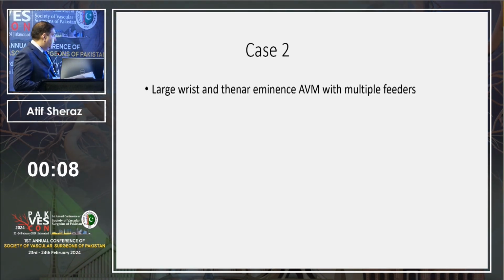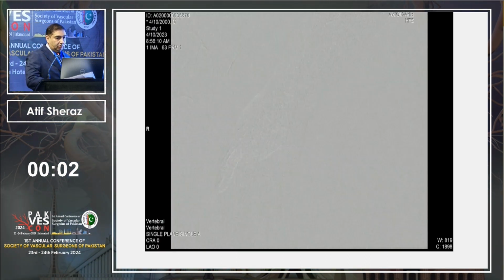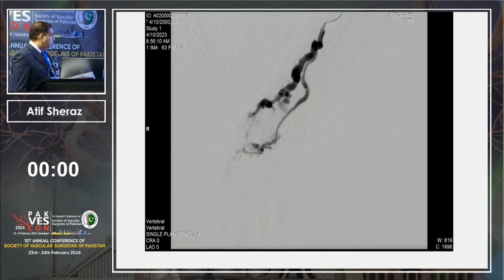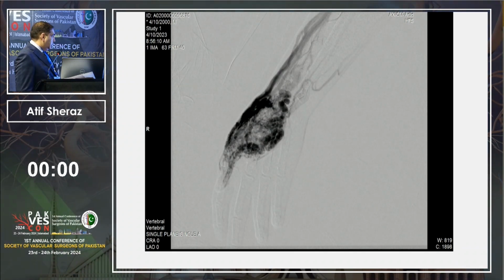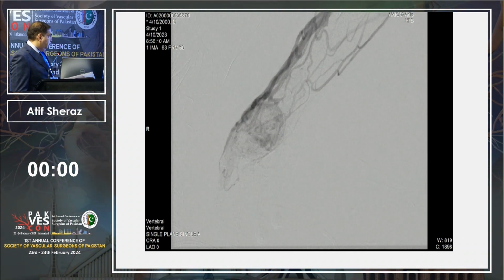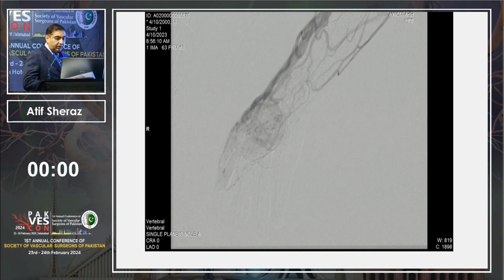So another case done by a colleague of mine, a large wrist and thenar eminence AVM with multiple feeders. So the hand is the most risky AVM to treat. So this is the feeder from the radial artery. It's very high flow.